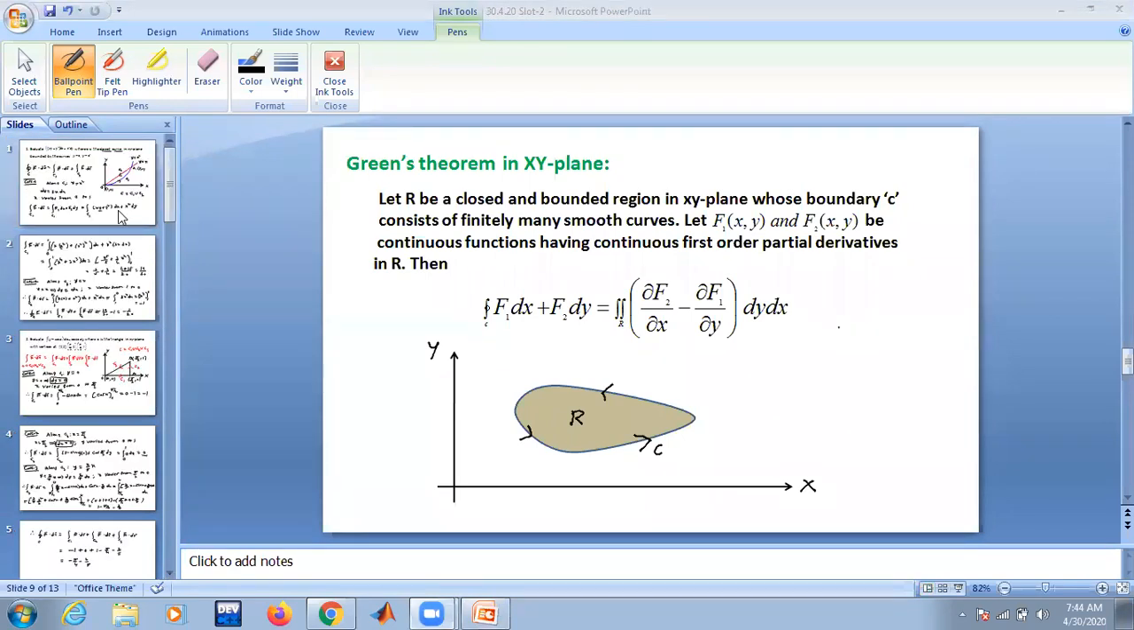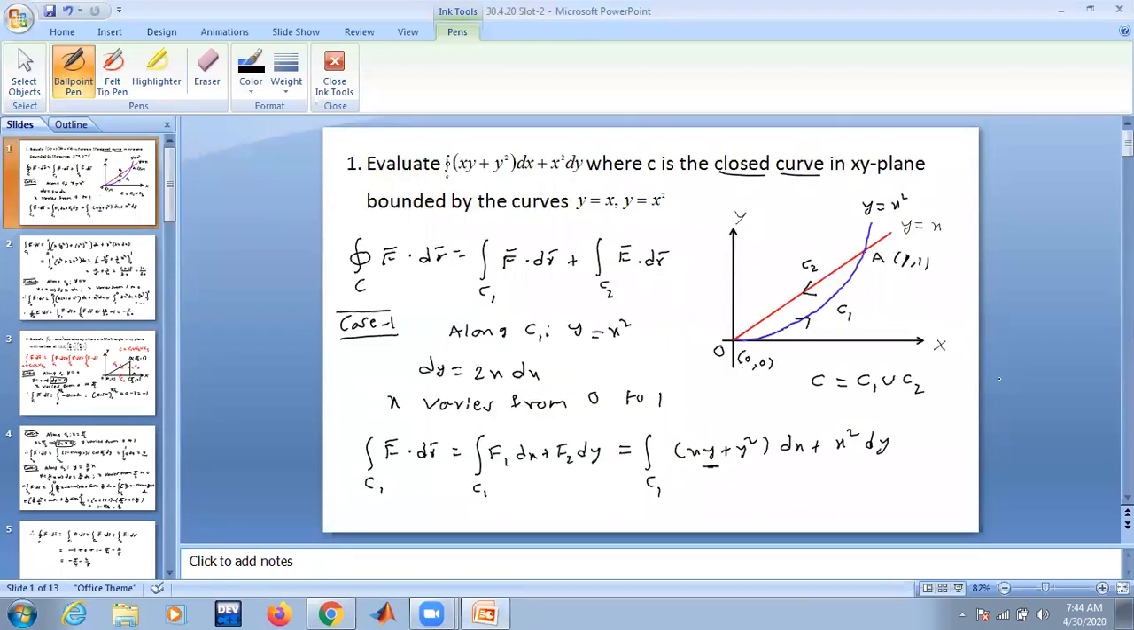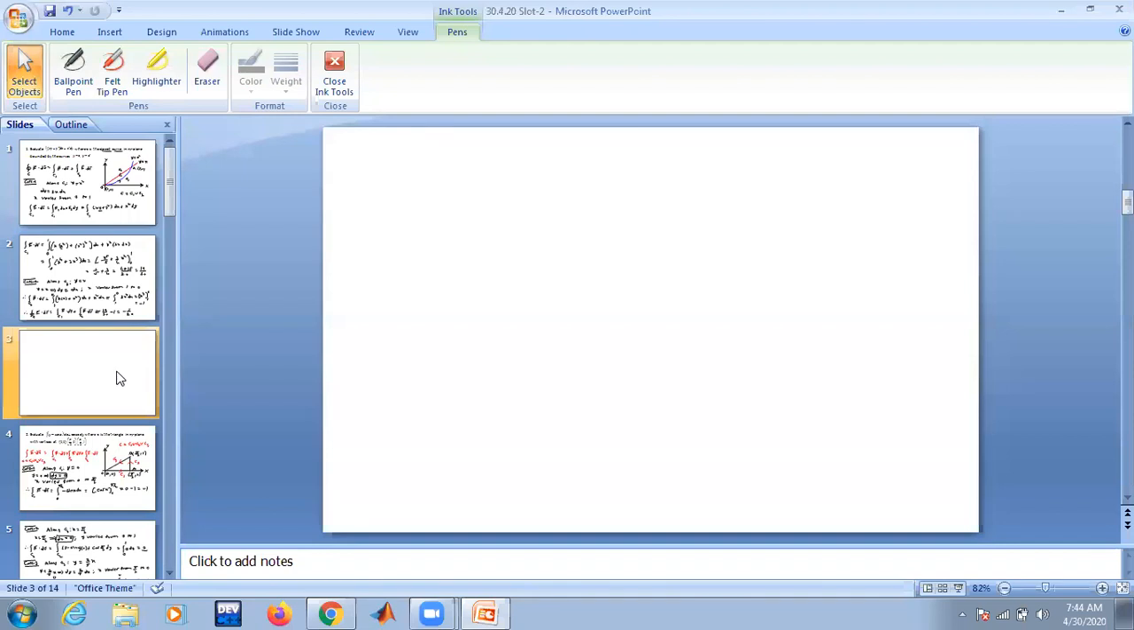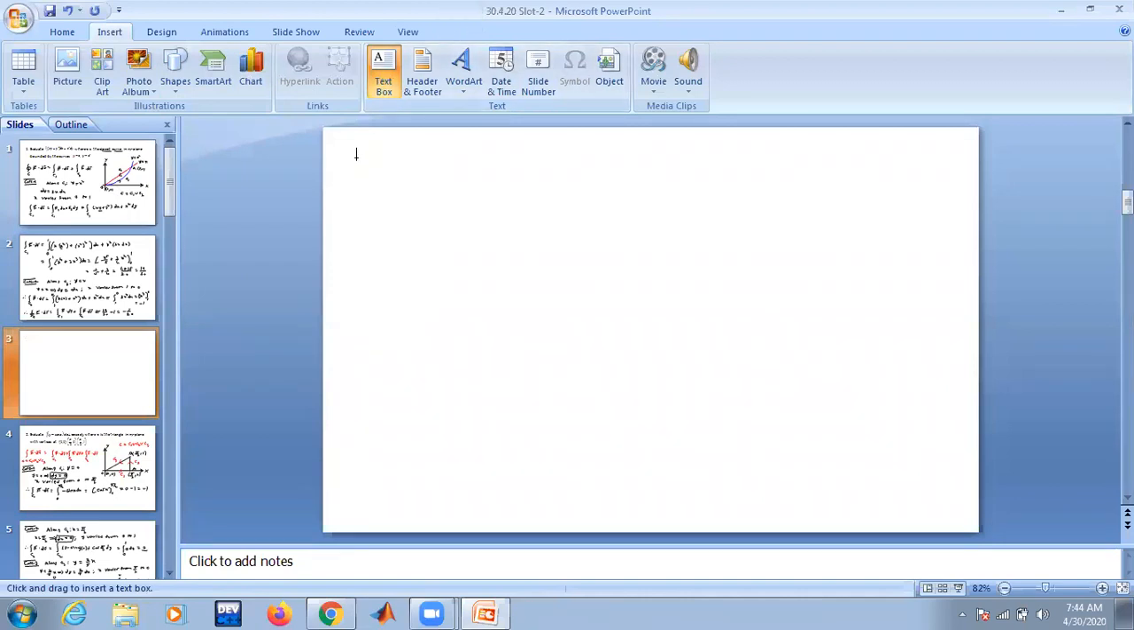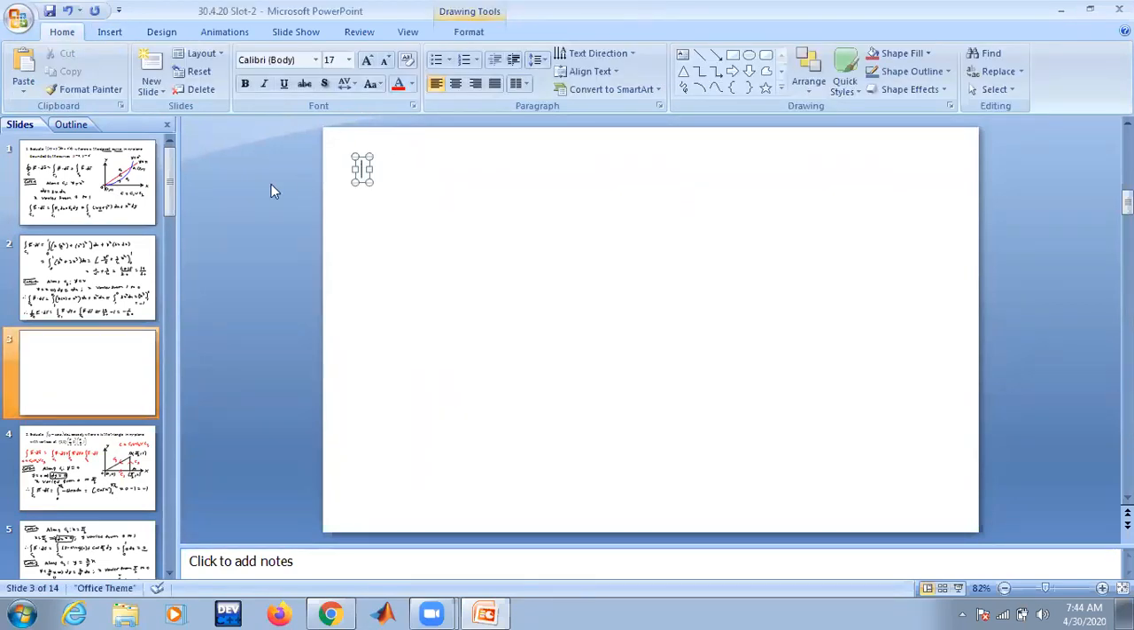First problem is this. This is a simple closed curve. You can see this is a simple closed curve in the xy plane. So instead of doing the line integration, now we would like to do the problem by using Green's theorem. I'm going to verify the result by using Green's theorem. So, verification of Green's theorem.